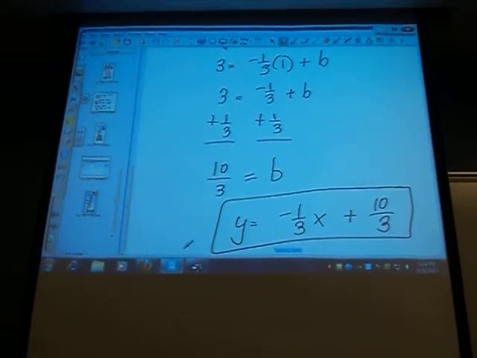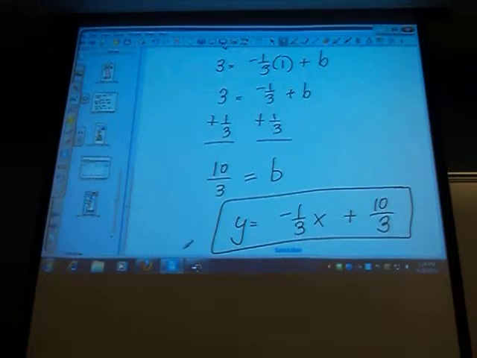How did you do that? You leave that x, yeah. Write it out as an actual functional equation. That's what you want. So you figured out b, now you can write it out as a functional equation.